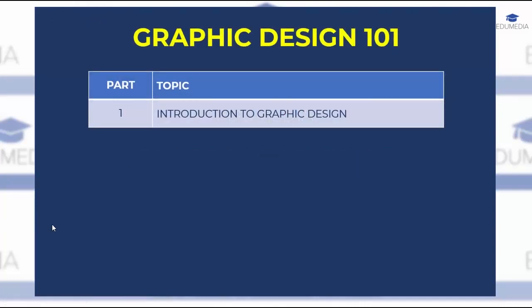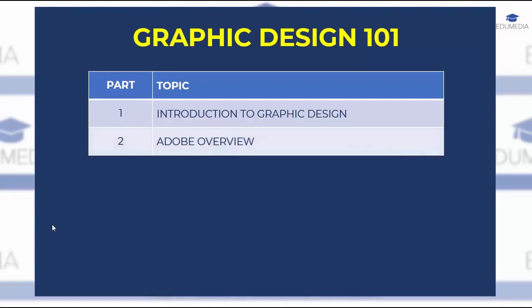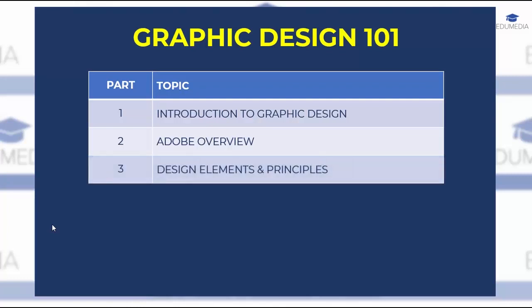Introduction to graphic design. Here we'll explain graphic design and what it is and what it is not. Then we'll move on to the next topic where we'll look at Adobe overview. Here we'll explain the tools such as Adobe Photoshop and Adobe Illustrator. We'll go ahead and look at the workspace in Adobe Photoshop and how to use layers and other important commands in Photoshop. Next, we'll look at design element and principles. In this part, we'll look at how line, shape, color and texture as well as alignment and balance affect design. We'll talk about design proximity, repetition in this part.